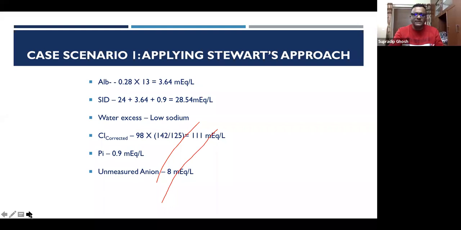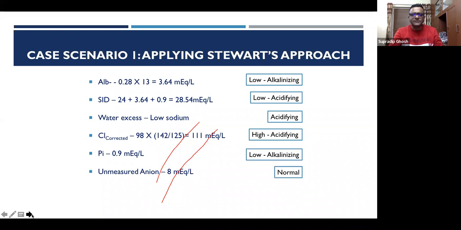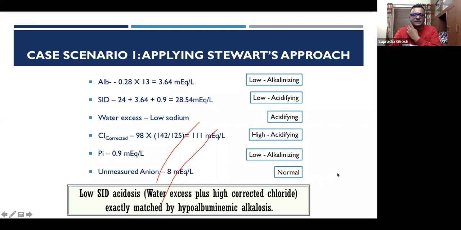Let's see one more case scenario. So this is the complete Stewart. This patient had a low SID acidosis because of water excess plus high corrected chloride, exactly matched by the hypoalbuminemic plus hypophosphatemic alkalosis. That's the reason you got all values normal, pH, PCO2, bicarbonate, everything was normal, because these were all derived values. These were all dependent values. So these were all found to be normal.